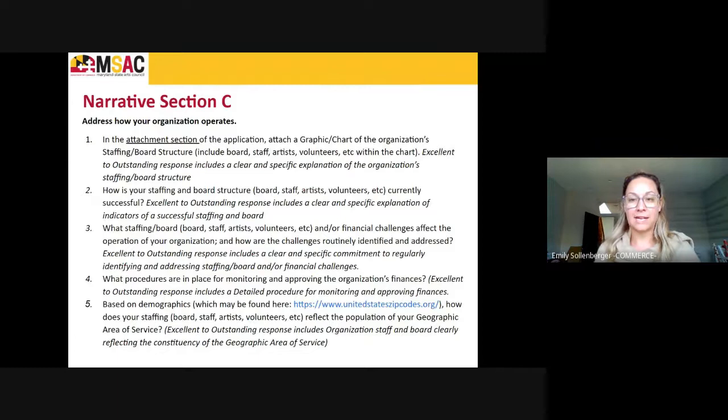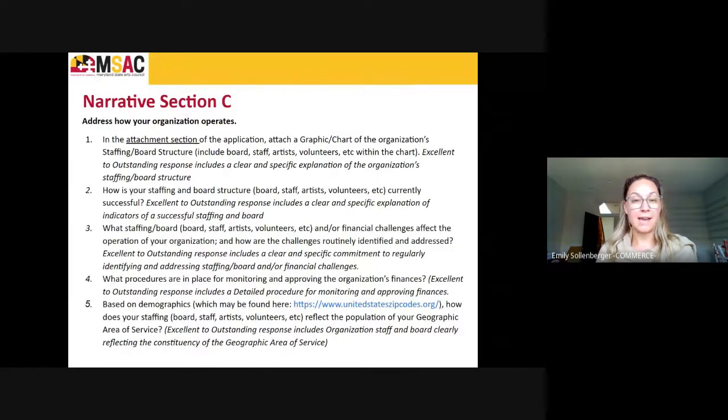We're asking that you attach a graphic or a chart of the organization's staffing and board structure. So that would include your board members, your staff, your artists, volunteers, anybody that you consider part of that structure to make your organization move forward. We're really looking for a chart. It does not have to be super designed or anything, but really just something that shows the makeup of how everybody works together. So that excellent to outstanding response includes a clear and specific explanation of your organization's staffing and board structure.